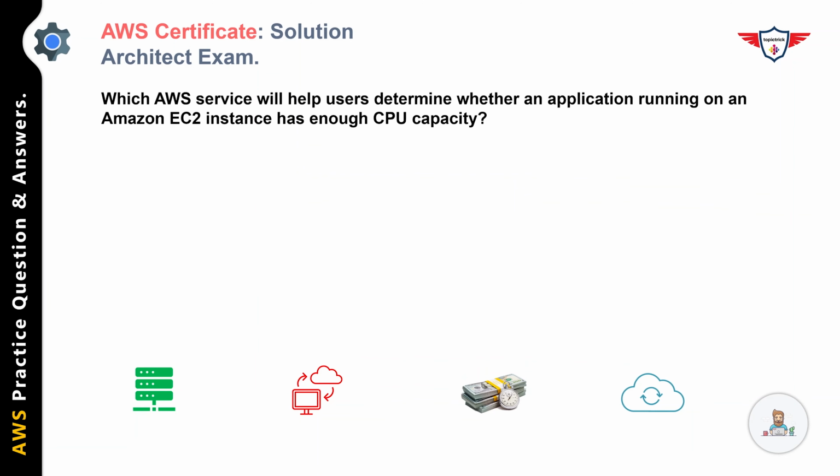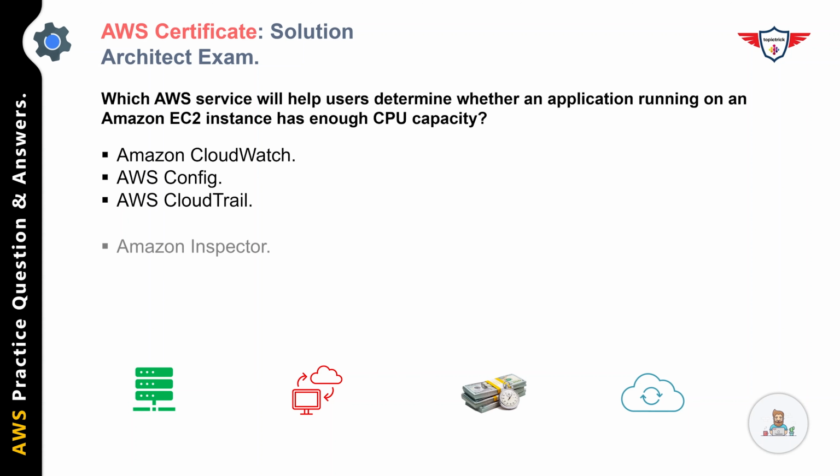Which Amazon service helps users to determine whether an application running on an Amazon EC2 instance has enough CPU capacity? Your options are Amazon CloudWatch, AWS Config, AWS CloudTrail, Amazon Inspector, and the last one is Amazon Log Analytics. The correct answer is Amazon CloudWatch. It monitors AWS resources and the applications that run on AWS in real time. For example, you can monitor CPU utilization, disk input output, and network utilization for an EC2 instance that hosts an application.